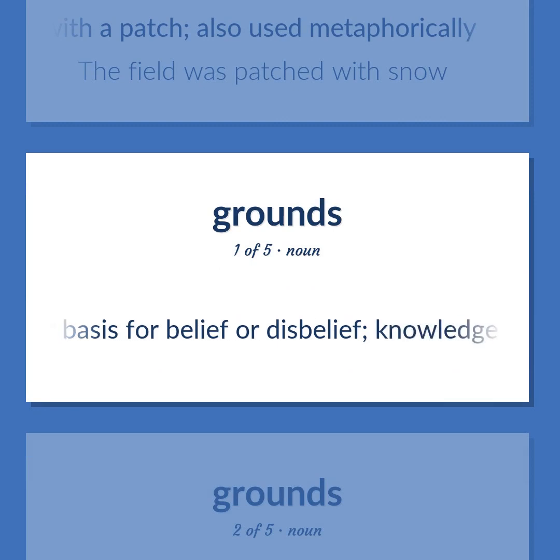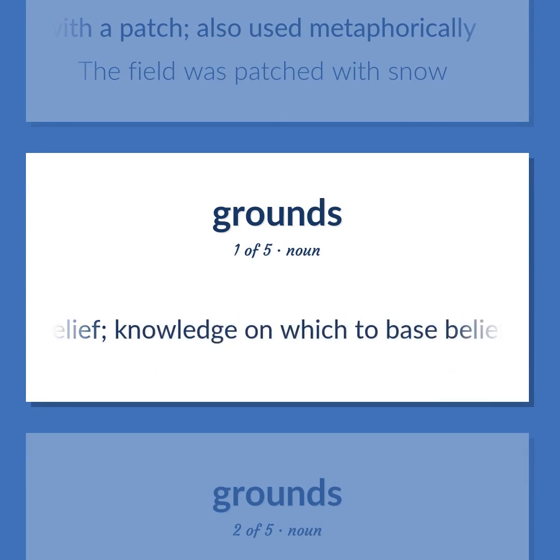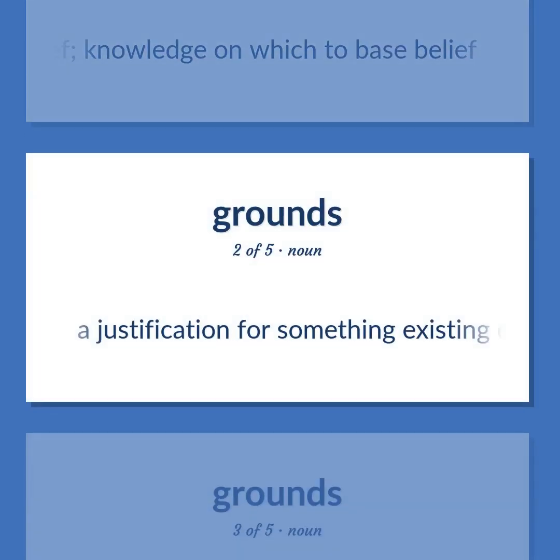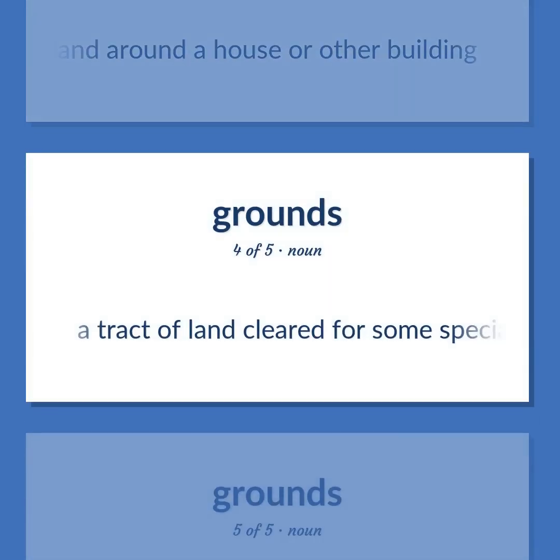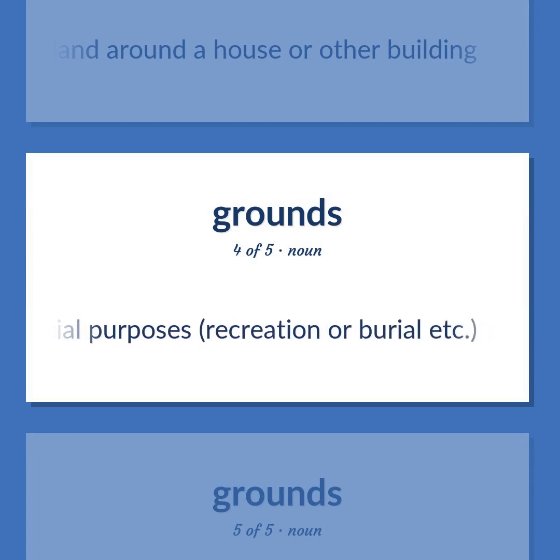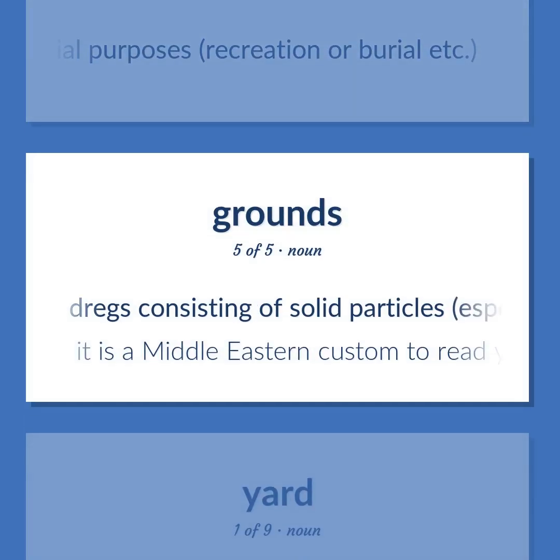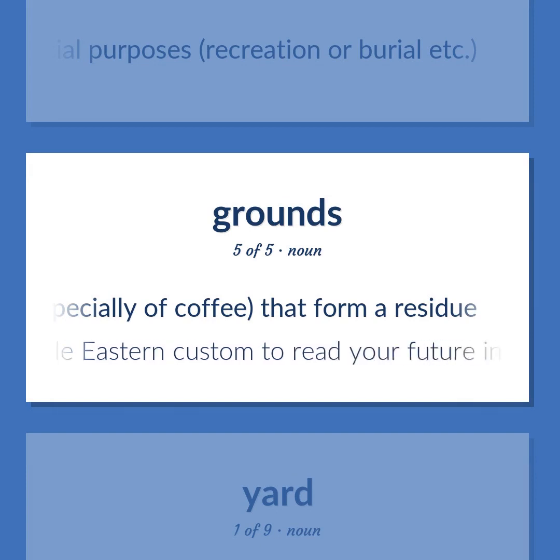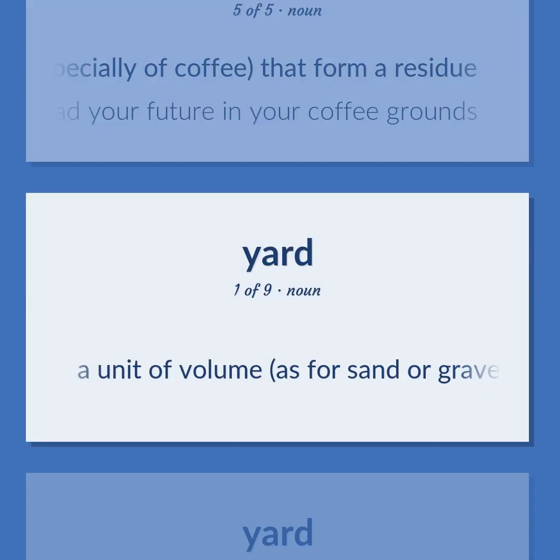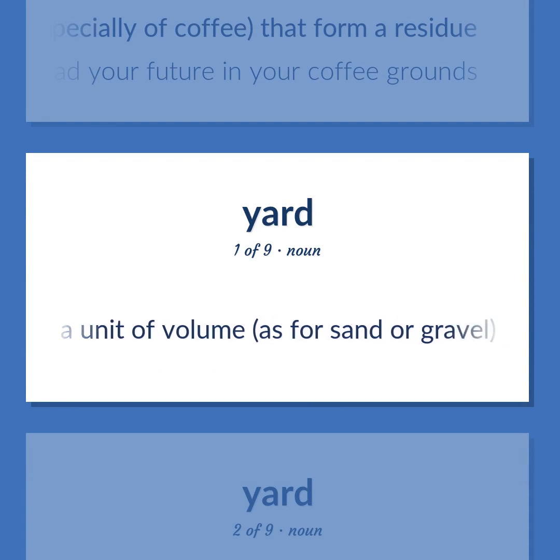Ground: your basis for belief or disbelief. Knowledge on which to base belief. A justification for something existing or happening. The enclosed land around a house or other building. A tract of land cleared for some special purposes, recreation or burial, etc. Dregs consisting of solid particles, especially of coffee, that form a residue. It is a Middle Eastern custom to read your future in your coffee grounds. A unit of volume, as for sand or gravel.